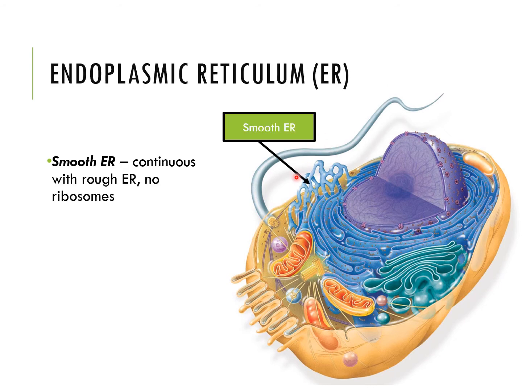All right, now I have the smooth ER, which is this over here. So it is a continuation of the rough ER. The smooth ER, because it doesn't have those ribosomes, it doesn't have that sandpapery-like image. So that's why we call it the smooth ER.